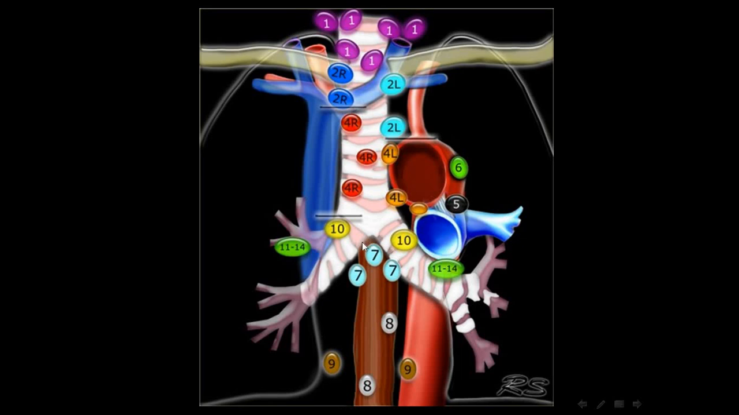Let's have a look here. This is the seventh station, the subcarinal lymph nodes. This is the carina, which is the bifurcation of the trachea.